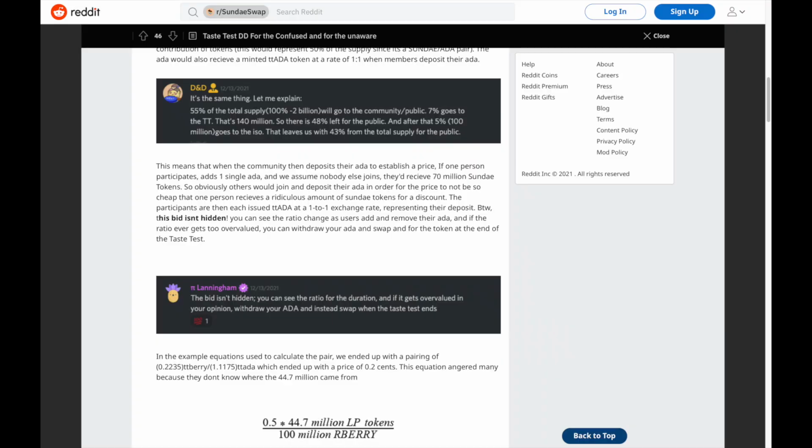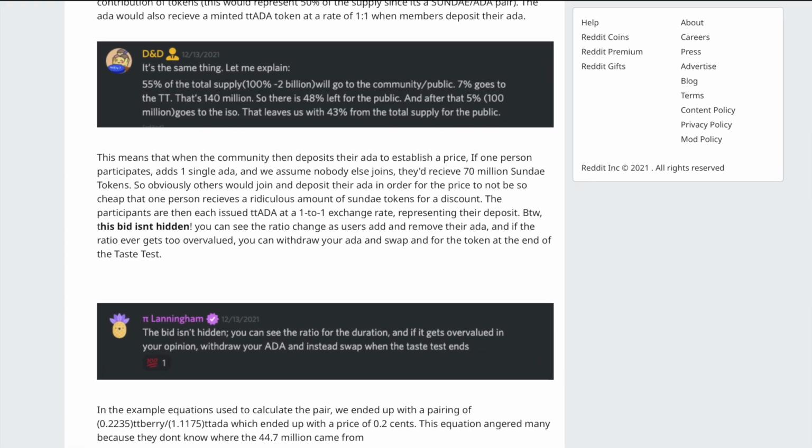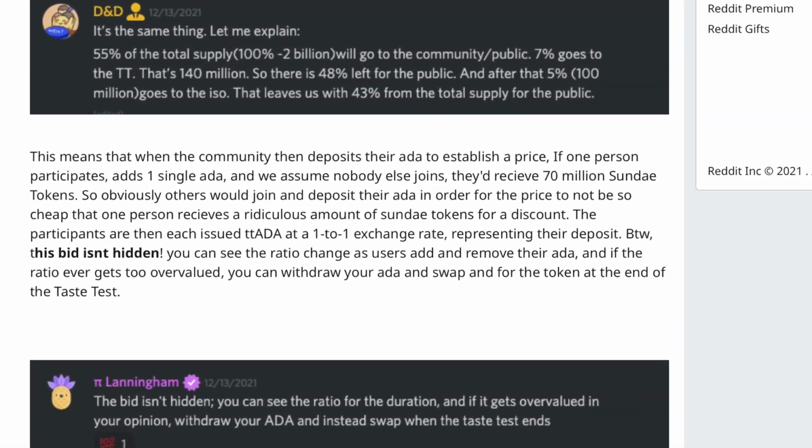Now let's simplify this even more. Let's say that one person added one single ADA to the taste test and no one else joined. That person would be rewarded 70 million Sunday tokens. That's if no one else joined, the ratio would end up that way. They would receive 70 million Sunday tokens. As more people add ADA to the pool, that number of Sunday tokens that gets rewarded gets lower. You are going to be given those taste test ADA to represent the actual ADA that you contributed into the pool.